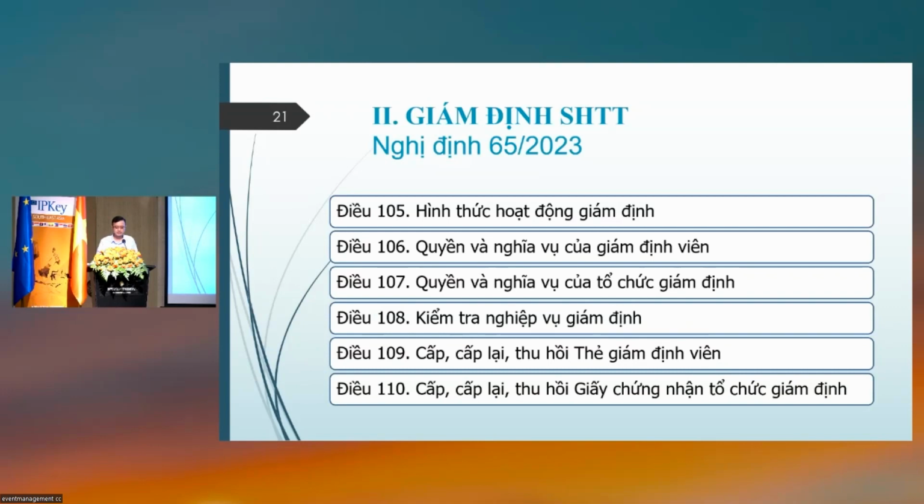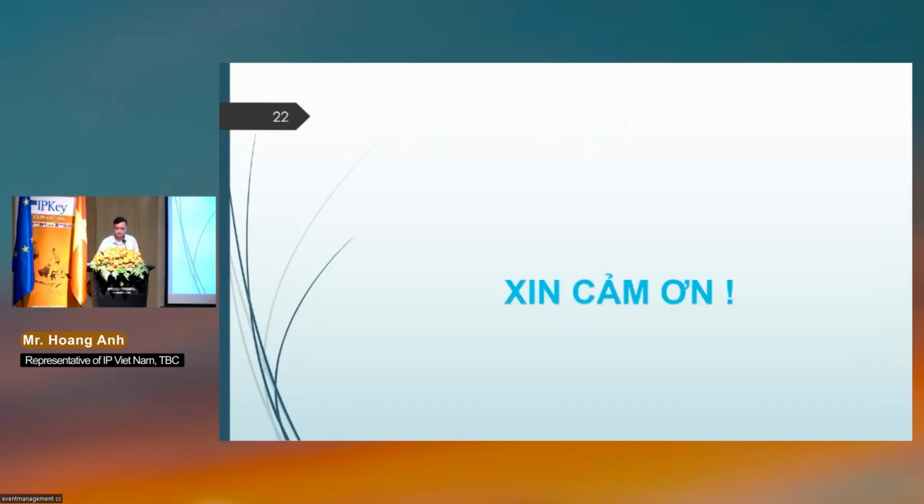So you can see such information and also others on the examination of IP in Decree number 65: Article 105 on the forms of operations of examination activities, 106 rights and obligations of the examiner, 107 rights and obligations of the examining organization, 108 checking the examination activities, 109, and 110 on the providing, re-providing, and revocation of licenses on examination. So these are the new points in the new IP legislation of Vietnam, in the revised IP law 2022, as well as the just released Decree number 65 of 2023.